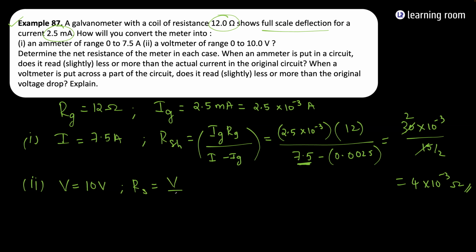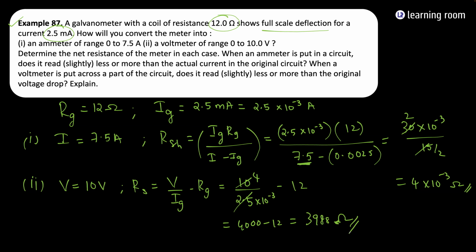V divided by Ig minus Rg. V is 10, Ig is 2.5 into 10 power minus 3, minus Rg, which is 12. So 2.5 will cancel into 10 four times. So 4 divided by 10 power minus 3 becomes 4,000. So 4,000 minus 12 is 3988. So 3988 ohm is the series resistance you need to connect to convert it to a voltmeter.